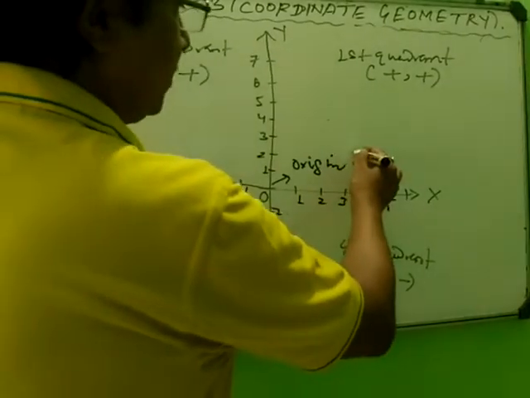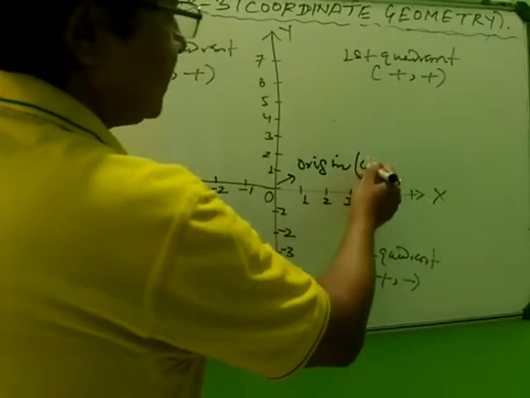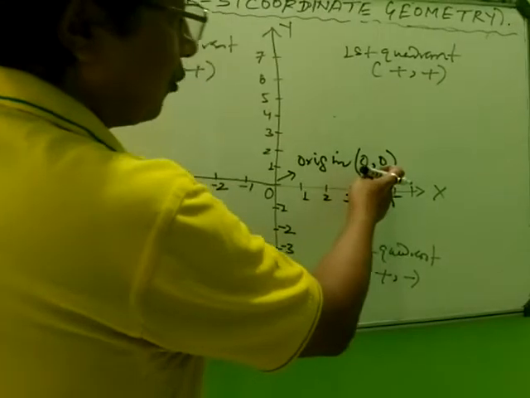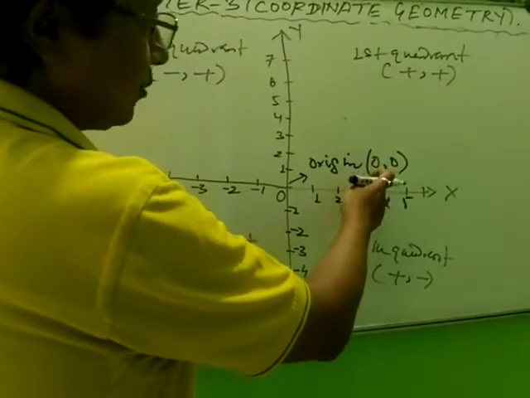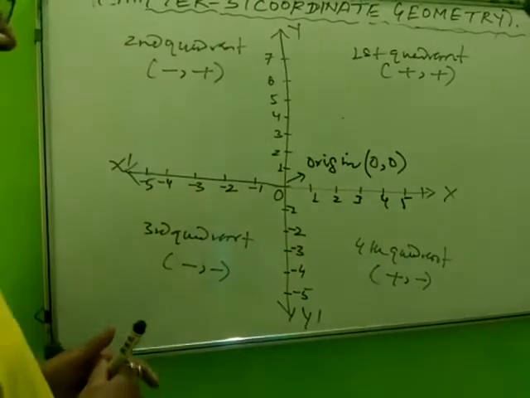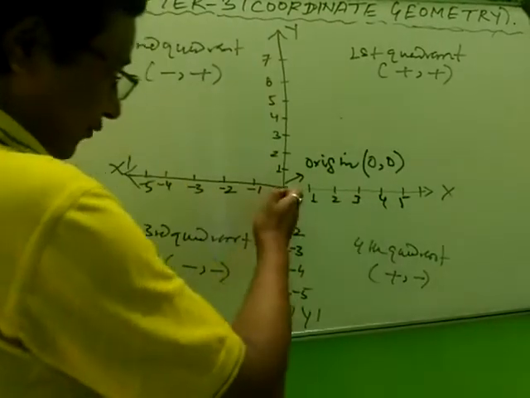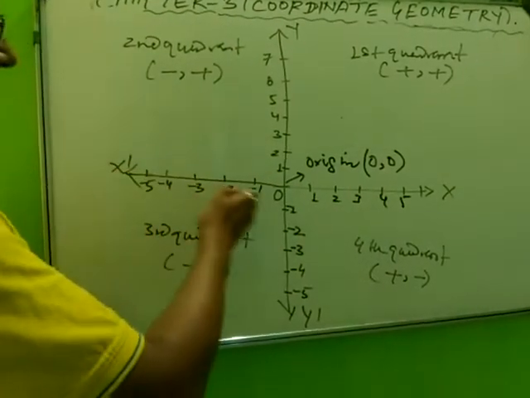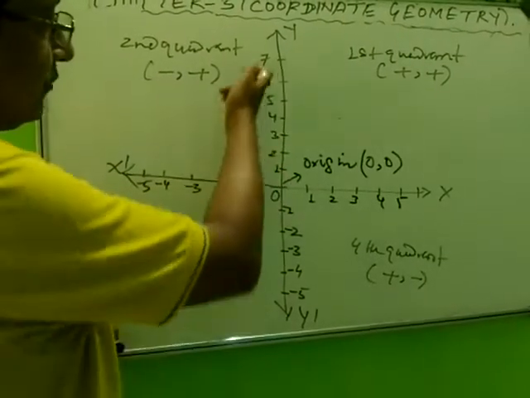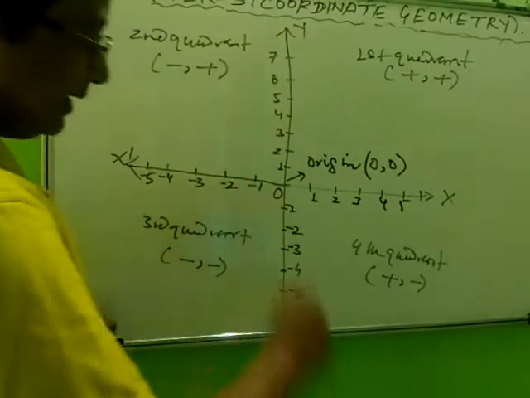So the coordinates of the origin: these two axes meet at this point O, so it will be 0, 0. That means the x coordinate is 0, and the y coordinate is also 0. So 0, 0 is the coordinates of the origin. Now, as you know, to the right of the origin these are all positive integers, to the left of the origin along the x-axis they are negative. Above the x-axis it is the positive integers 1, 2, 3, 4, below the x-axis they are the negative integers.